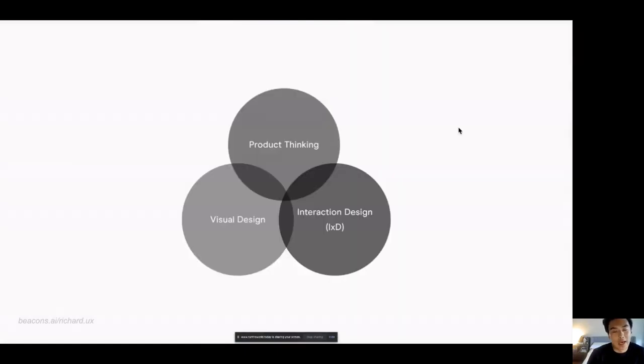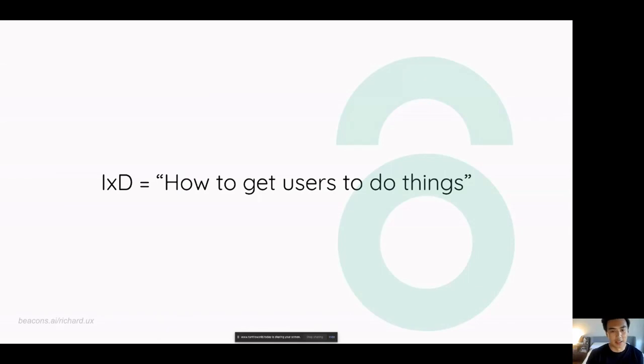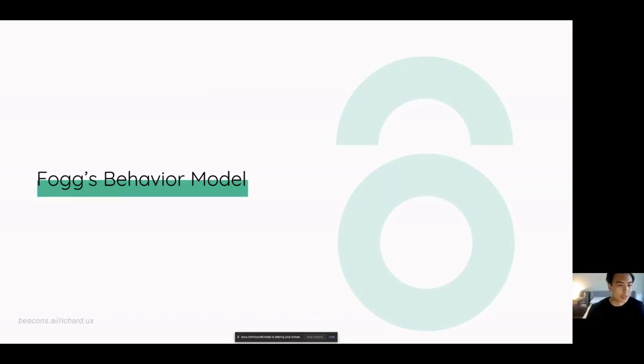Product design has three core pillars: product thinking, visual design, and interaction design. So I'll go through these one at a time, but I'll focus primarily on interaction design today because I feel like that would provide you guys the most value. So interaction design is essentially how do you get users to do things? And the model that I want to introduce as the focus point around all these concepts is Fogg's behavioral model.